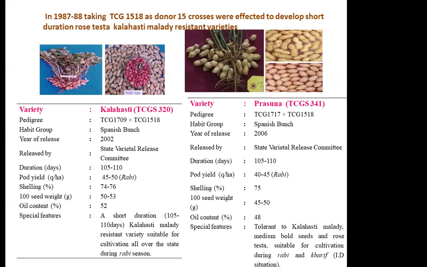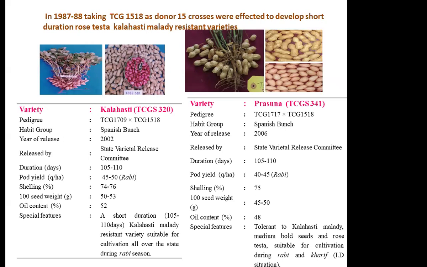And this was used as one of the donors to develop short duration varieties. This TCG 1518 is a Virginia bunch line maturing in 125 to 130 days. But the problem is Kalahasti malady, it is a Rabi problem. In Rabi, we want short duration, short staged varieties. And in the hybridization taken up, 15 crosses, taking 1518 as donor, we have ended up with good varieties there also.